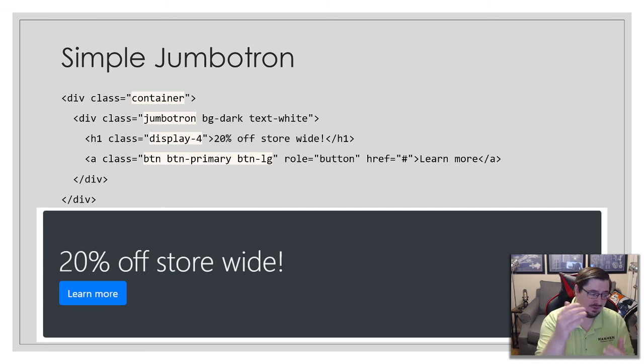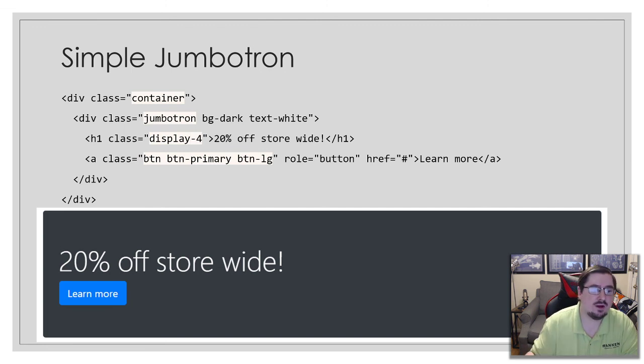So display-4 is what's making the text actually much larger, and all of those from display-1 to display-4 are actually bigger than an H1. So you can use those to get much larger font sizes in your Jumbotron. But that's really the only place most of the time you want to use display-1 through 4, anytime you're showing something in the Jumbotron. I would avoid that large font size for most other things. So we can see the text in there is 20% off store-wide. So I'm saying, hey, there's a big discount, and saying, okay, you really want to purchase something here.